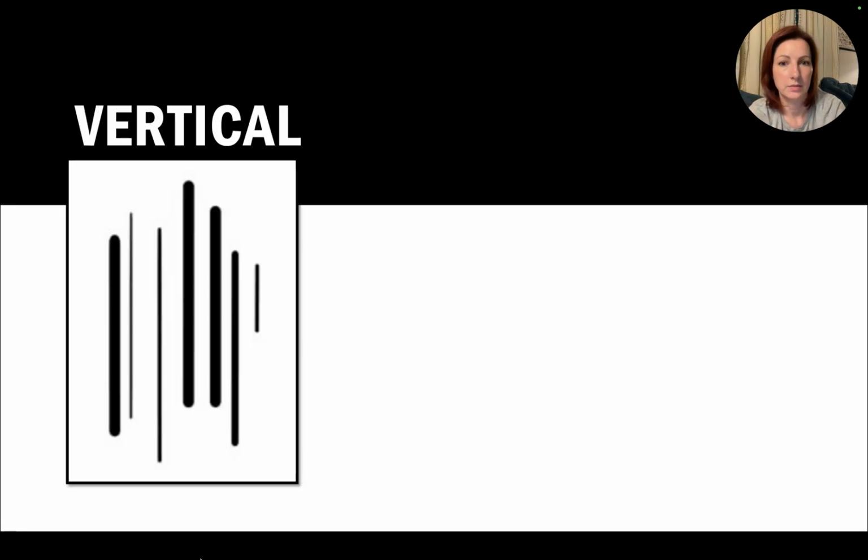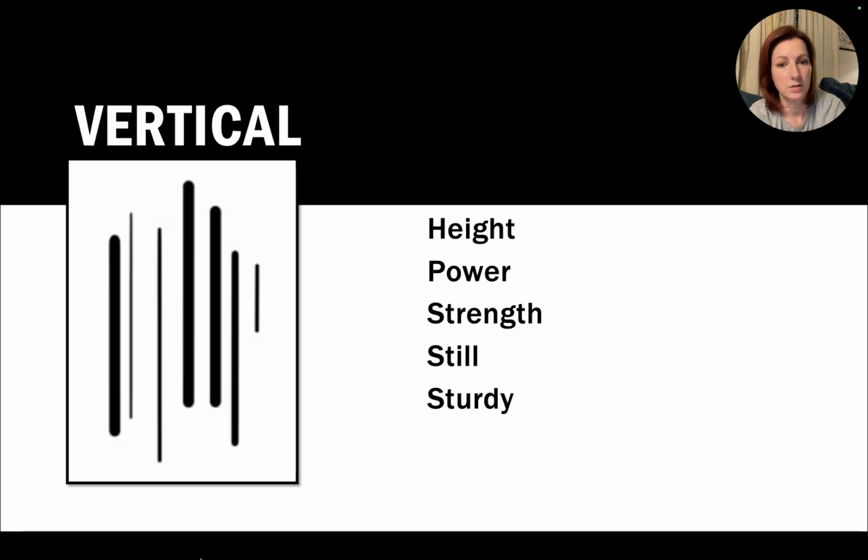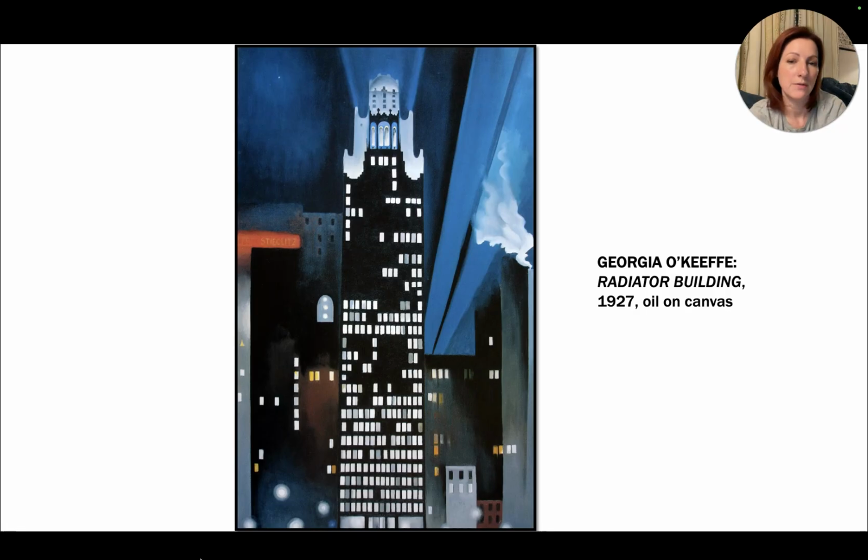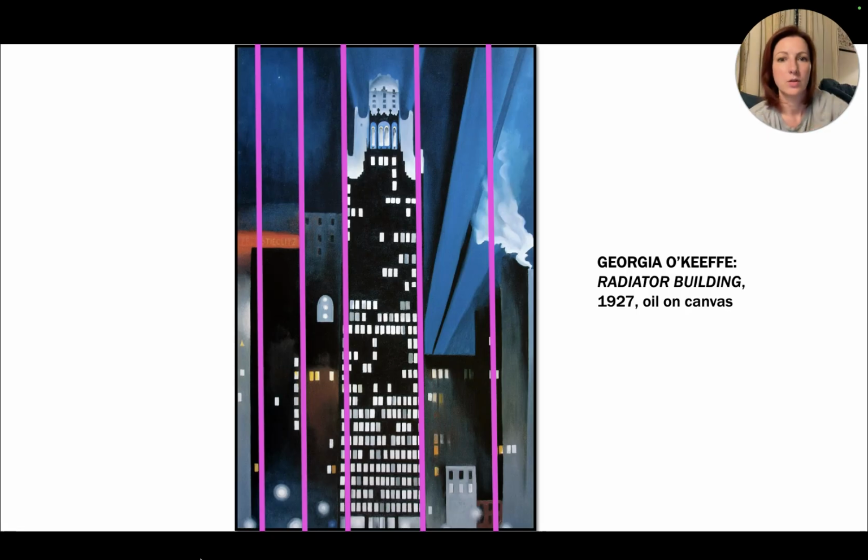So vertical lines. Vertical lines can show height, power, strength, stillness, very sturdy, and can also show growth. So this is by Georgia O'Keeffe. It's the Radiator Building. So this was a series of paintings she did of the skyscrapers in New York City. So just by showing these in a portrait orientation composition, she's really reiterating all of these vertical lines and the strength and growth of these giant buildings in the city. So everything has this very vertical upwards movement.